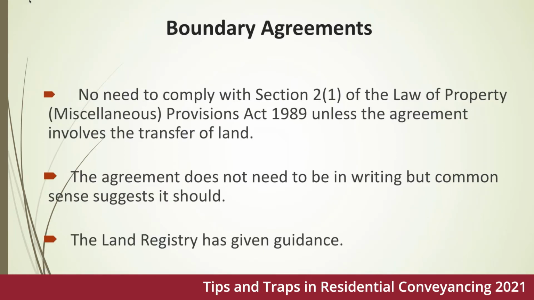As far as boundary agreements are concerned, some good points. Don't have to comply with Section 2, subsection 1 of the 89 Act, unless the agreement involves a transfer of land. Agreement doesn't need to be in writing, but common sense suggests it should. The land registry should give them guidance as to wording that's used and, significantly, is prepared to note an agreement on the relevant registered titles. So if you've got a friendly neighbour, or you're able to reach an accommodation with regard to location of boundary with neighbour, then a boundary agreement is useful.